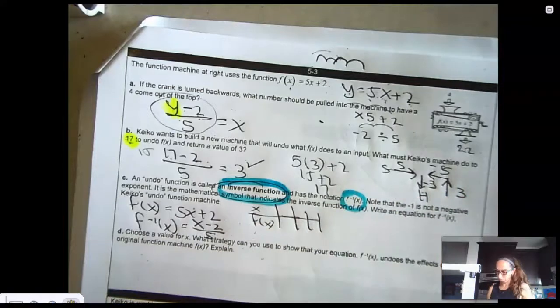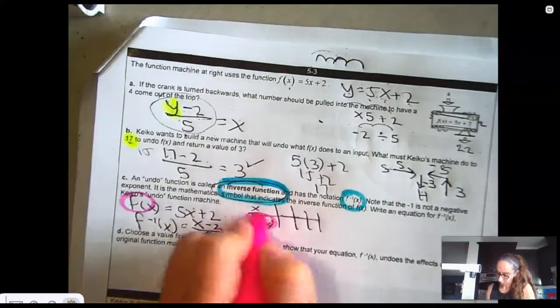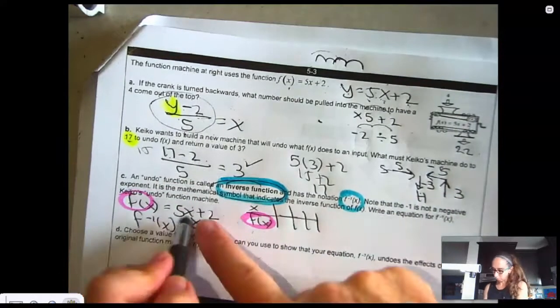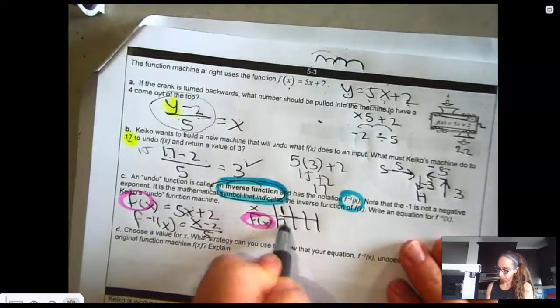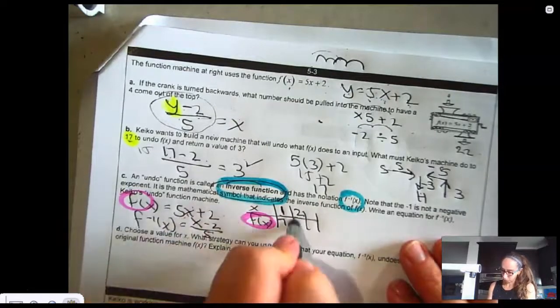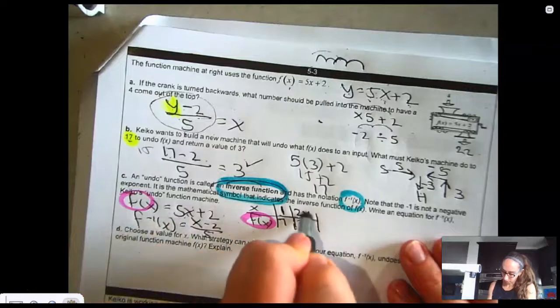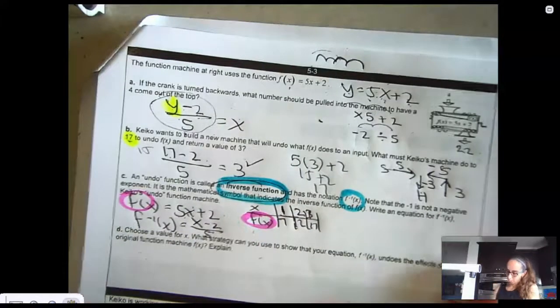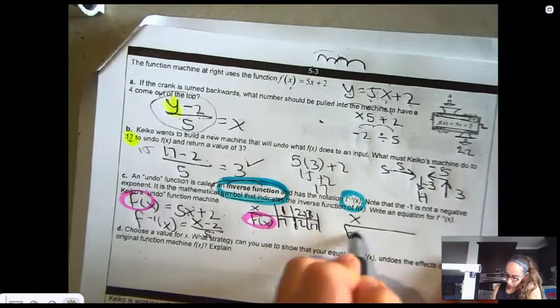So I'm going to use this machine for this one, just so you can see. If I put in 1, I get 7. If I put in 2, I get 12. If I put in 3, I get 17. Well, let's see. What if I have my new machine?